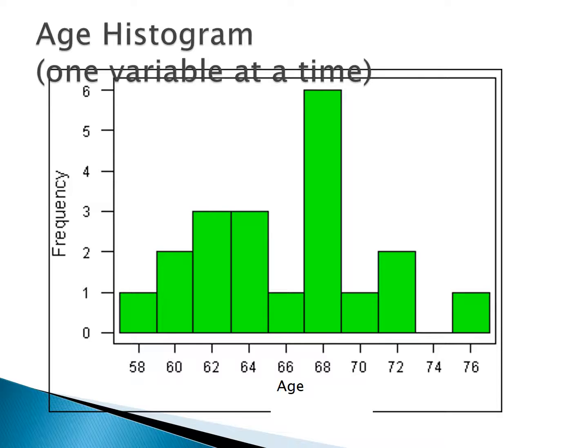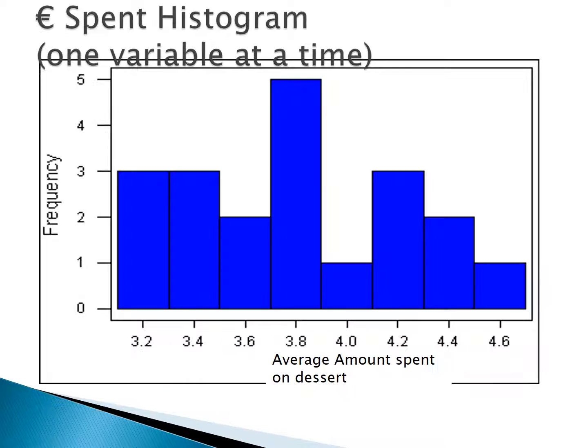So looking purely at age, we've got frequency here, and age along the bottom. There was one person who was 58. There were 2 people who were aged 60, 3 people who were aged 62, 3 people who were aged 64, 1 person was aged 66, 68, etc. So here's a simple histogram, just looking at one variable, and that variable is age.